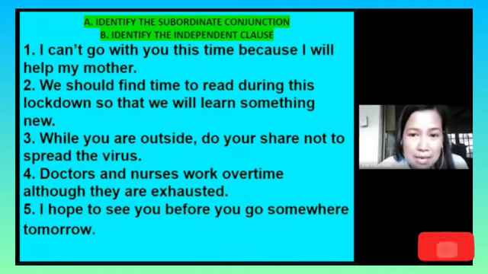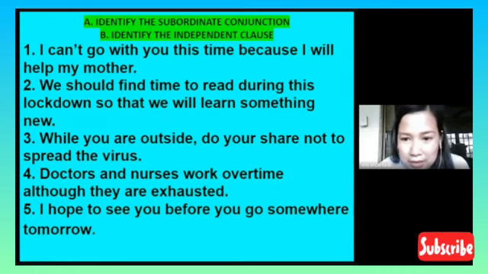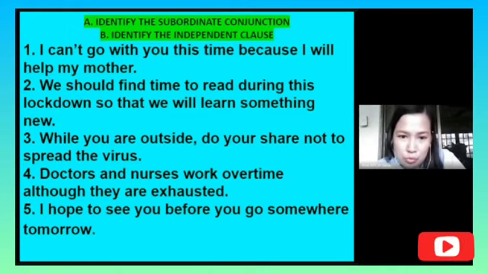Identify the subordinate conjunction. Hanapin natin kung nasaan ang subordinate conjunction na ginamit sa sentence. Okay? Number 1, I can't go with you this time because I will help my mother. Asan dyan sa sentence ang subordinate conjunction? Isulat mo sa notebook mo. Okay? Yun lang muna ang una natin gagawin. Number 2, identify the subordinate. We should find time to read during this lockdown so that we will learn something new. Okay, nakita nyo na ba kung nasan yung subordinate conjunction dyan?